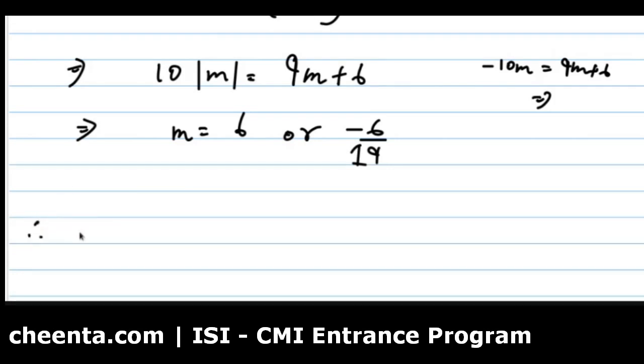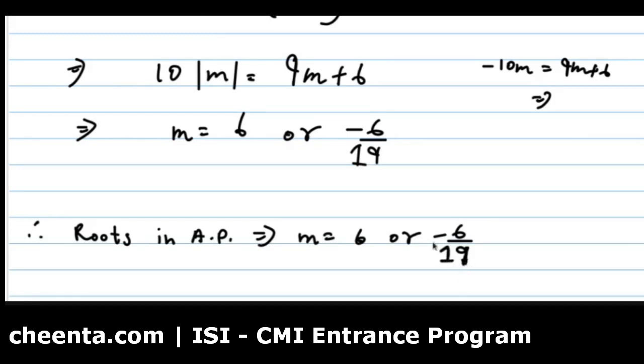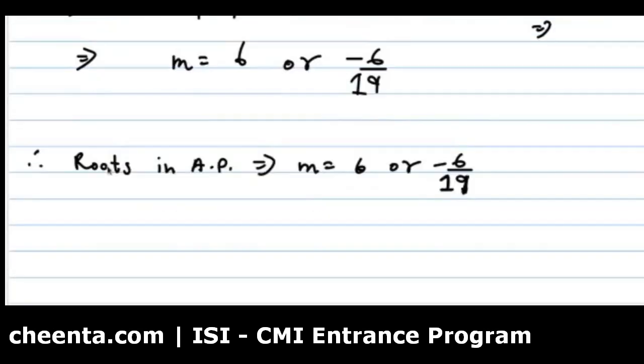So therefore, roots in AP implies m equals 6 or minus 6 by 19. Now we have another condition to check, right? We have to check the real condition.